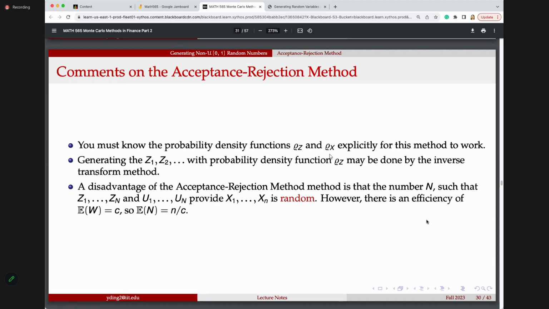Another disadvantage of this method is the number capital N. You want to get little n samples, but you may need to generate capital N samples such that you can accept little n. So for efficiency, you can consider the expectation of capital N, which should be n over C. If you want to generate 1,000 instances for X, you may need to generate 1,000 divided by C. That's the constant.